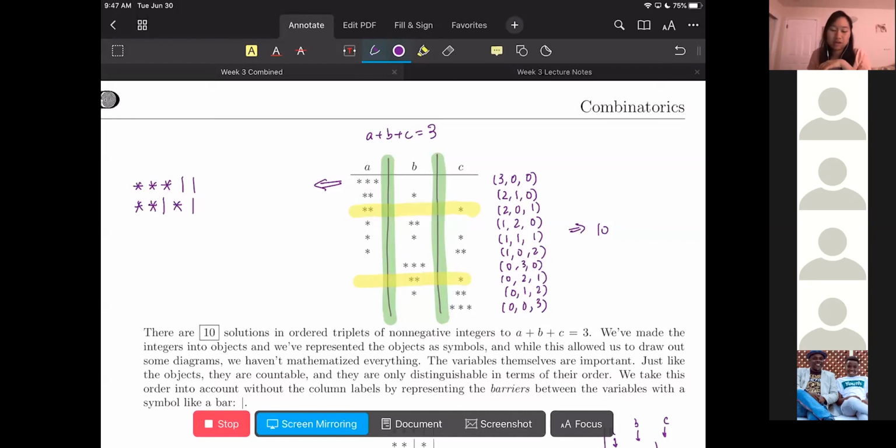So here we could spend time listing out all of this in this table, and we could see that the answer is 10. But it's going to be a lot harder if I say, okay, what if there's 6 variables and we want to sum to 100? Whereas with stars and bars, this is a way that we could generalize and solve it much faster. Okay, thank you. Yeah.